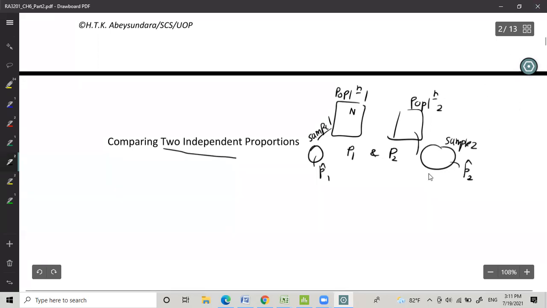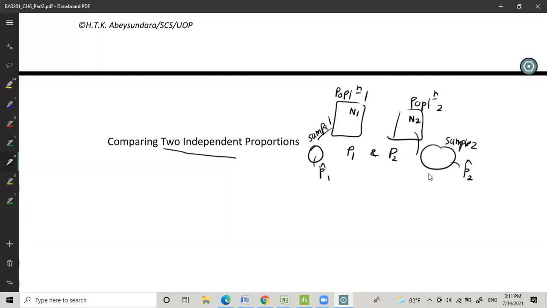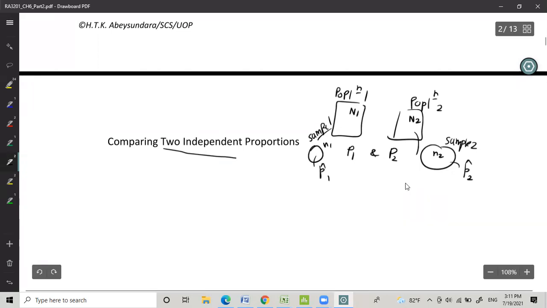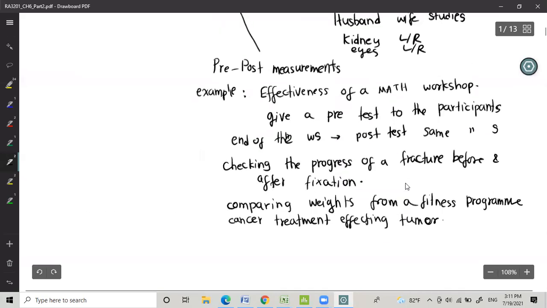So this is the population size. Let's say N1 and N2 may be same. It doesn't matter. You can have different sample sizes, different population sizes. That's fine with the independent samples. Okay, but it's not going to be same with the dependent, right?